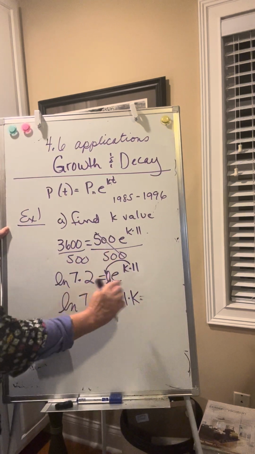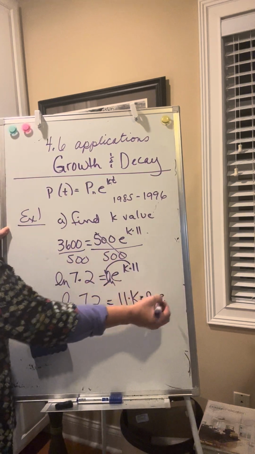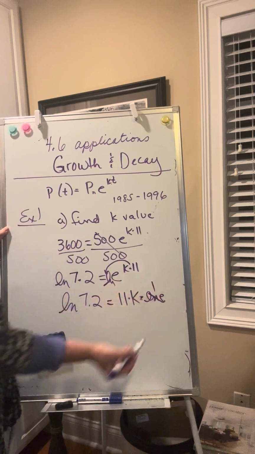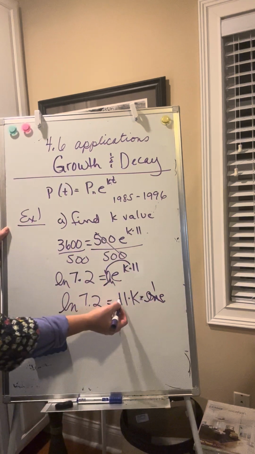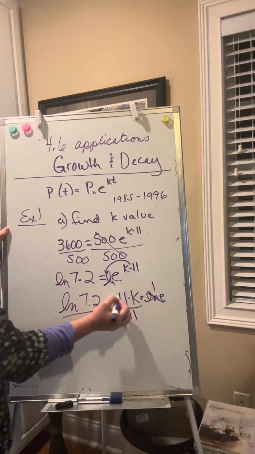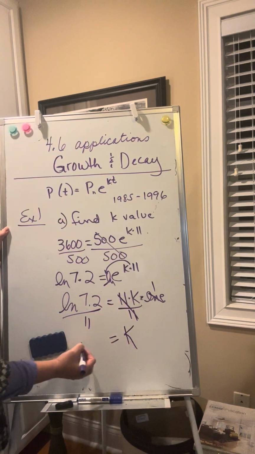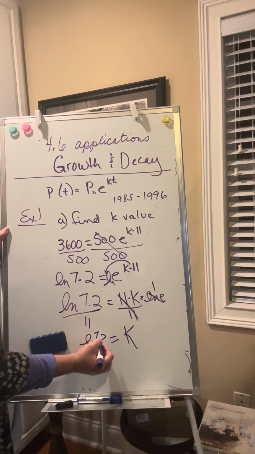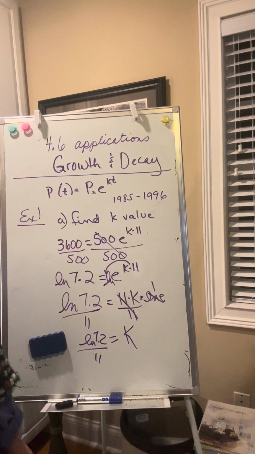When that's brought down, it's times ln of e. ln of e, we keep seeing that's just 1. So we got 11K equals this. Let's divide out the 11, and then that solves for K. Everybody press that in your calculator and check that out.